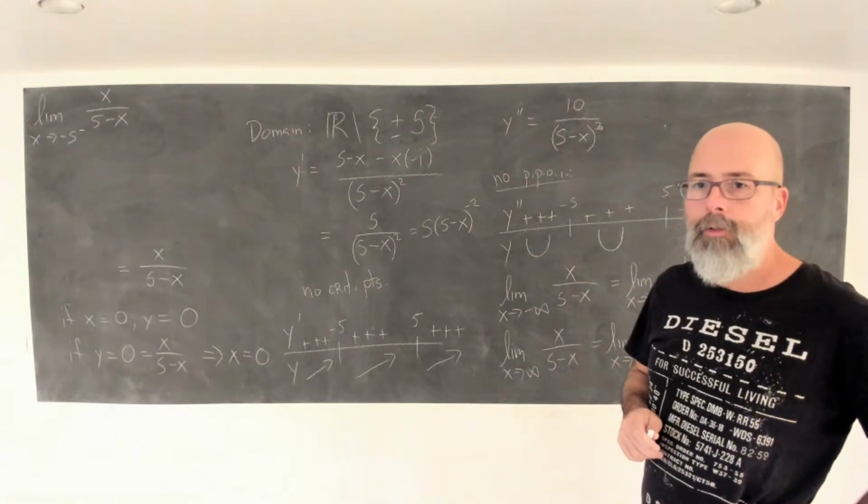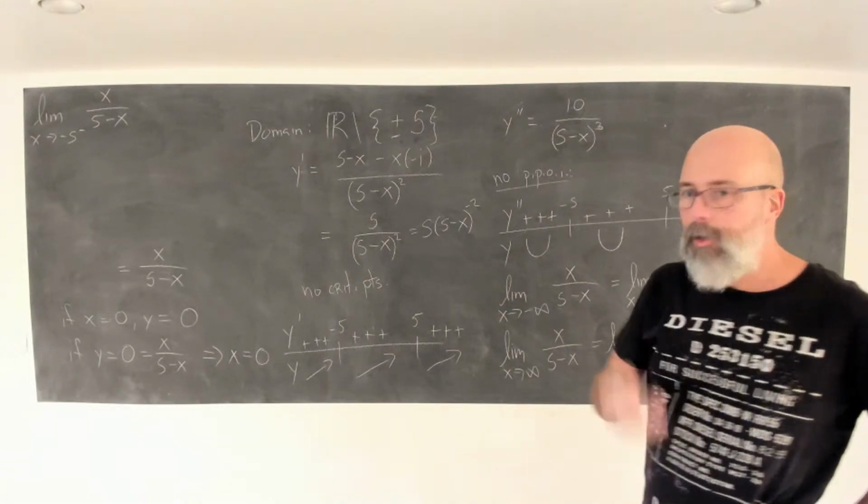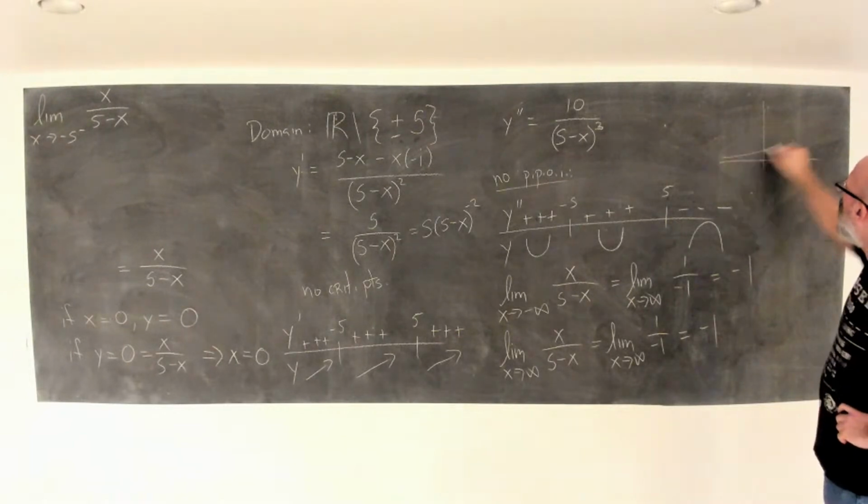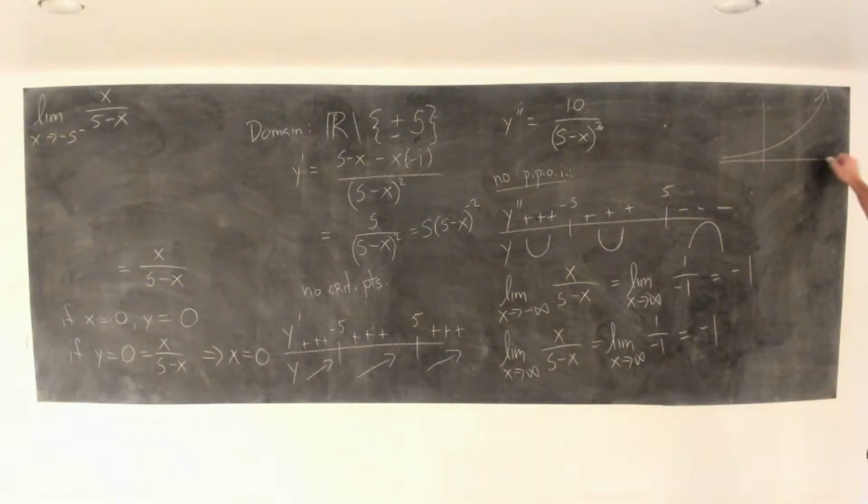Correct, Matthew? E to the infinity is infinity. You know the graph of e to the x. As x gets larger and larger, so does the exponential function.